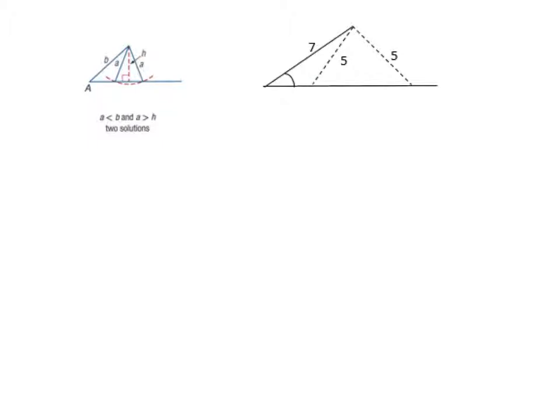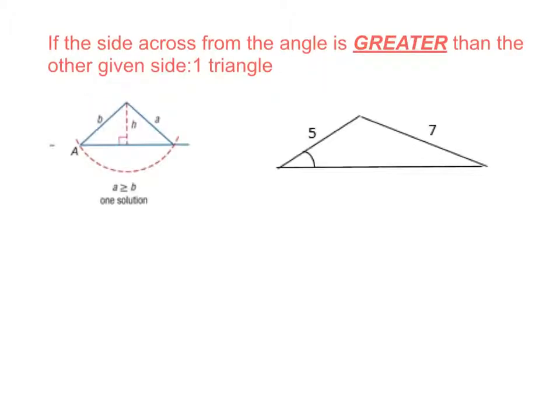And we did a demonstration in class, and it's also in your notes. If the side across is greater, like this one over here is greater than this one, then you're going to have only one triangle. There's one way. There's no way for you to take this 7 and swing it over here to get it to fit. It will fit on the other ones, but it won't fit on that one.